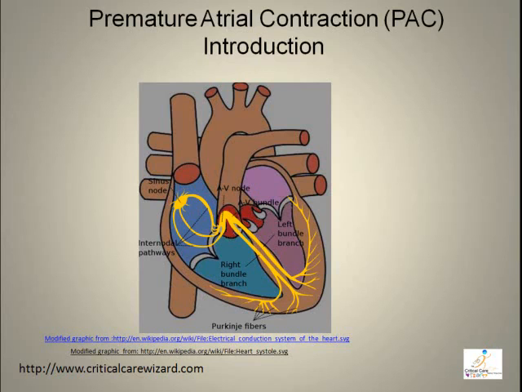Relationship of P-wave morphology and conduction site. As the conduction starts at the SA node, it creates a predictable shape and rhythm of the P wave. PAC, on the other hand, creates an inconsistent rhythm and shape of the P wave.